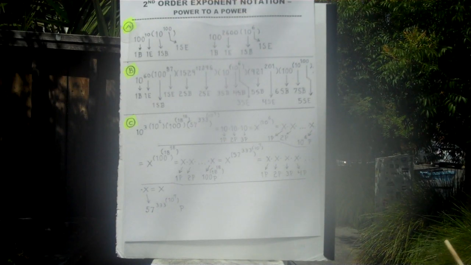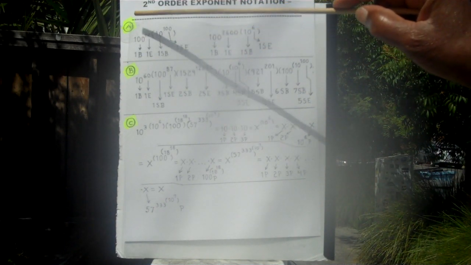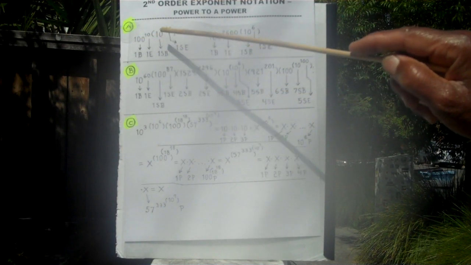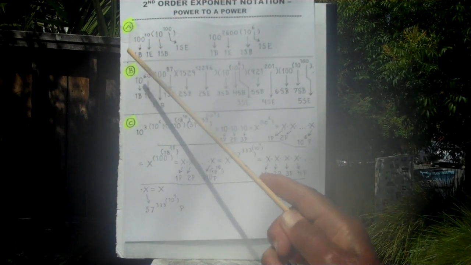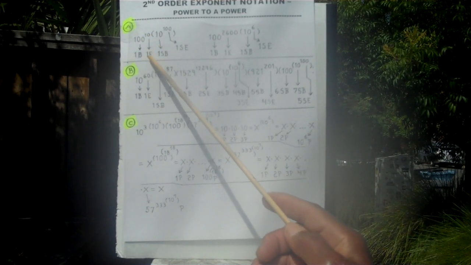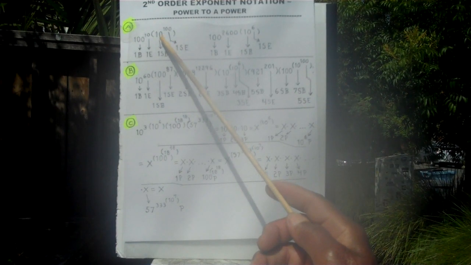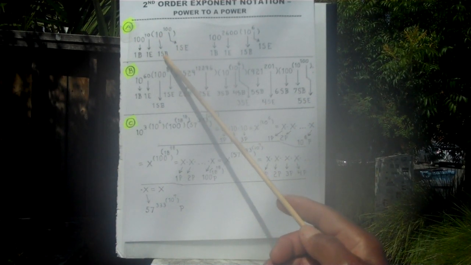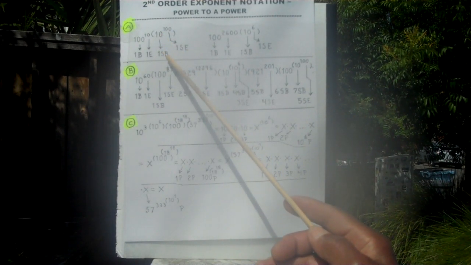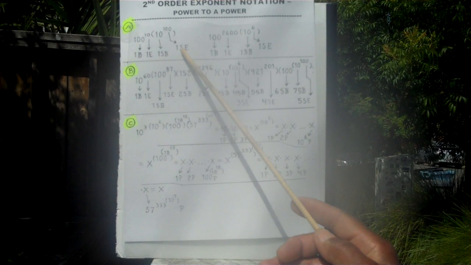Now we'll go to second order exponent notation, which is power to a power. This is notation. We'll start with A. 100 to the 10th power, 2, 10 to the 100th power. This 100 here is the first base. This one here is the first exponent. This 10 here is the first sub-exponent. This one here is the first sub-base. This here is the first sub-exponent.